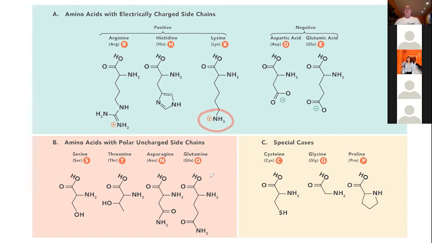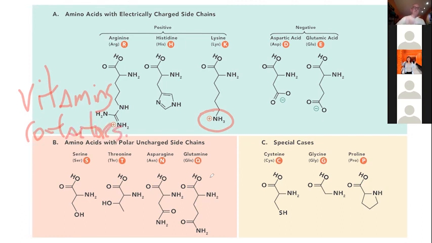And so that's where things like vitamins and cofactors come in. Vitamins and cofactors provide enzymes with the functional groups that amino acids don't have. So that's why they're so important to have in your diet. But we will get to that a little bit later.